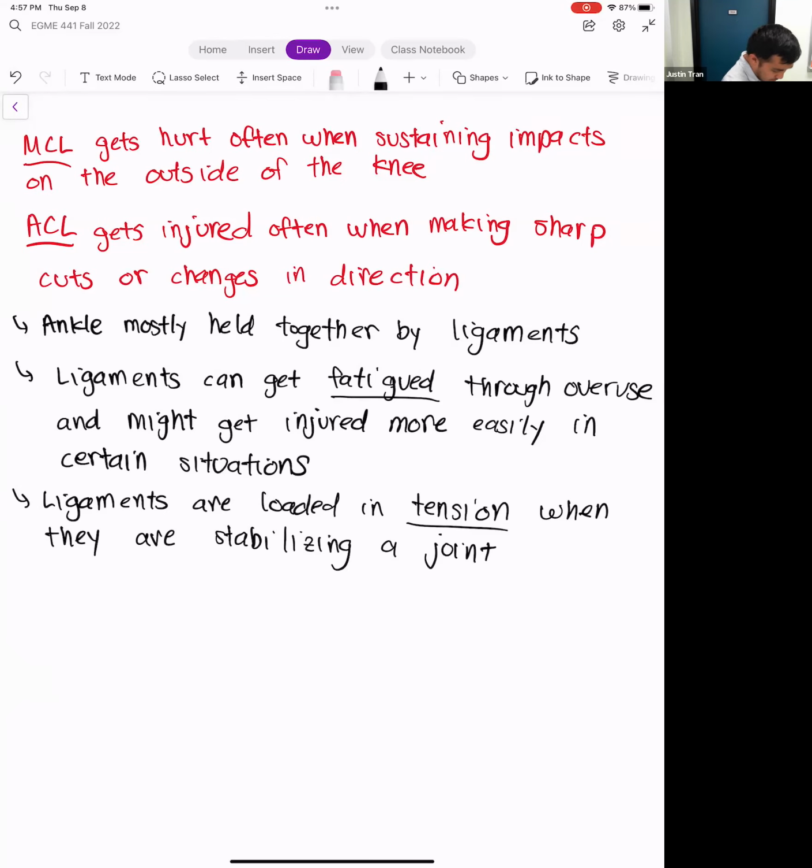All right, any questions on these? Okay. All right, so for the last 15 minutes today, I want to talk about common injuries that you'll see at the joints, and then we'll wrap up this unit.